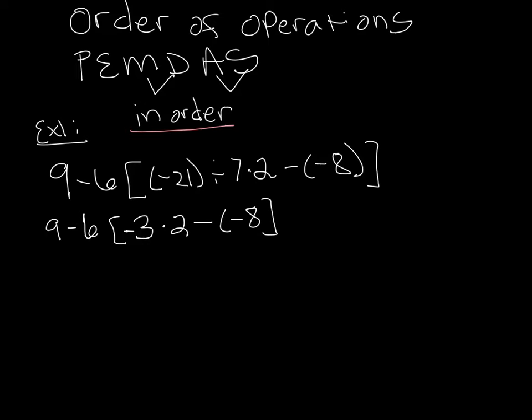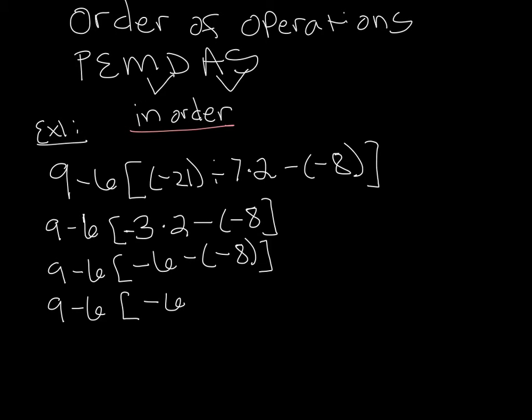So now multiply the minus 3 times the 2, and again I'm leaving the 9 minus 6 on the outside. So now I have minus 6 minus a minus 8, okay? Continue to simplify down the inside, and this becomes minus 6 plus 8. And now I have 9 minus 6, and then this minus 6 plus 8 becomes a positive 2.